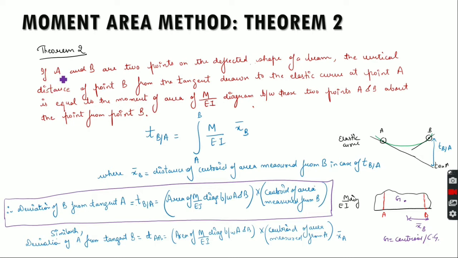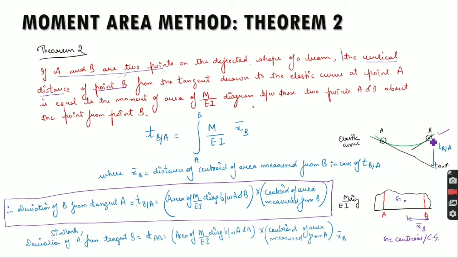If A and B are 2 points on the deflected shape of a beam, like I did previously, I have drawn this green curve, which is the elastic curve representing the deflection of the beam. Now I take any 2 points A and B on it, right? These are the 2 points. In the previous theorem we calculated the slope, that is theta. Now here we will calculate the vertical distance. So the vertical distance of point B, so keep watching this elastic curve along with the statement.